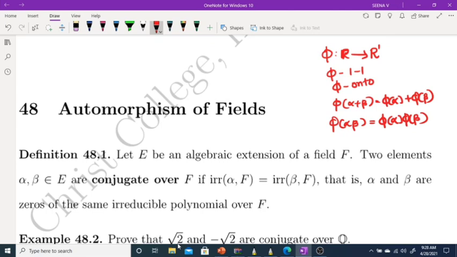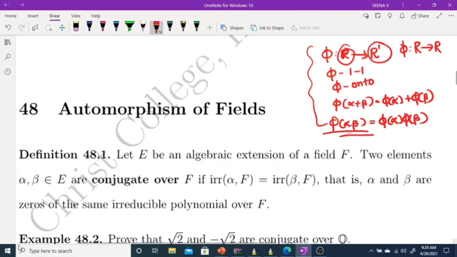Now automorphism means the domain and range must be equal. Actually, domain and codomain must be the same. Phi from R to R is called an automorphism if it satisfies these properties. An isomorphism from the same set to itself is called an automorphism. We will discuss this later. Before this, we are going to discuss some definitions.